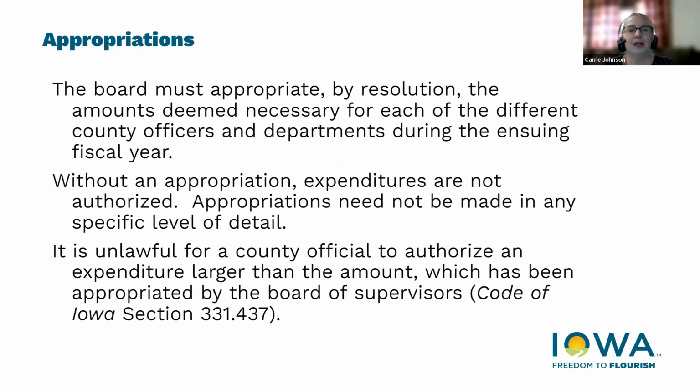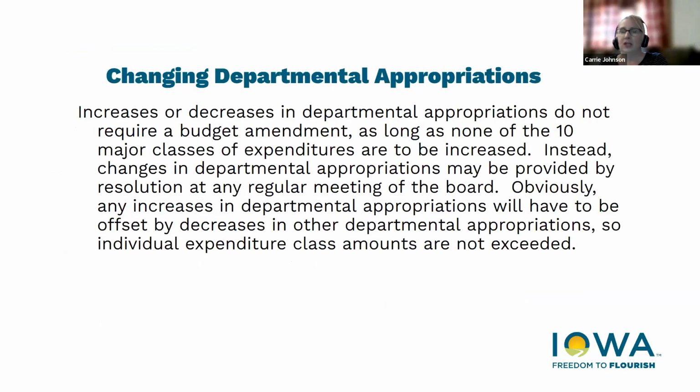Of course, the board appropriates by resolution, and a county official can't authorize an expenditure larger than the amount appropriated. So that's sort of a checks and balances situation to make sure that expenditures are statutory essentially and in line with what was actually appropriated through the budget.